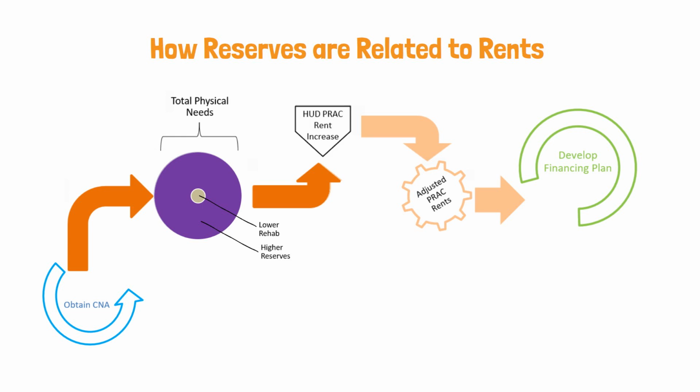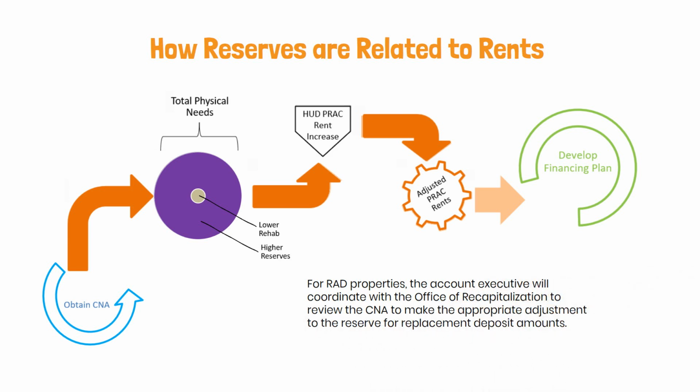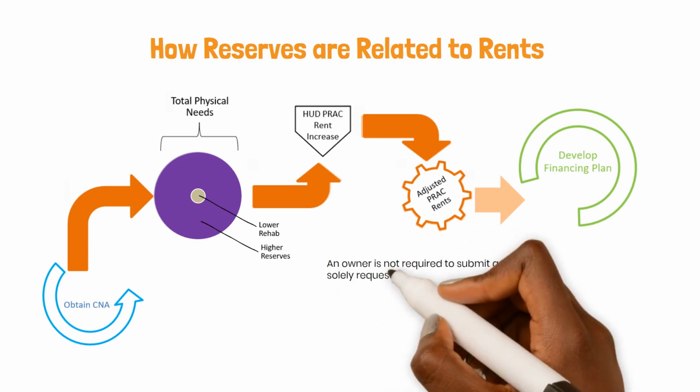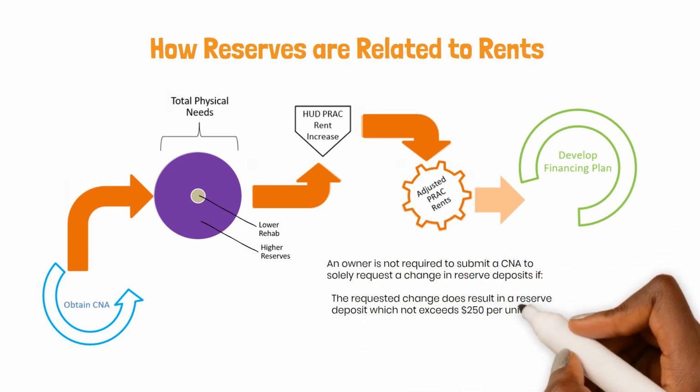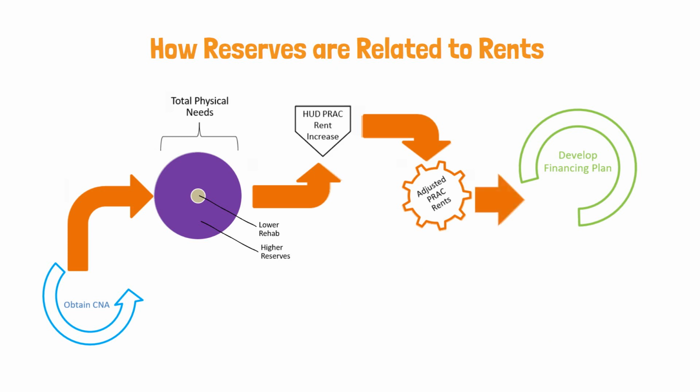Your account executive in the Office of Recapitalization will coordinate to determine the proper reserve deposit for rent setting purposes when RAD is contemplated. All other budget changes will be reviewed solely by the account executive. An owner is not required to submit a CNA to solely request a change in reserve deposits if the requested change does not exceed $250 per unit per year or represents an OCAF increase from the prior year's reserve deposit. Once PRAC rents have been adjusted appropriately, the owner can better model what financing the property can support and how the property will perform following a conversion to Section 8 through RAD.